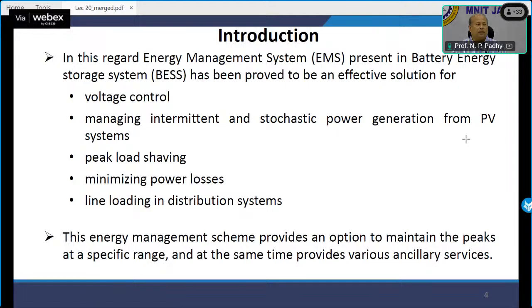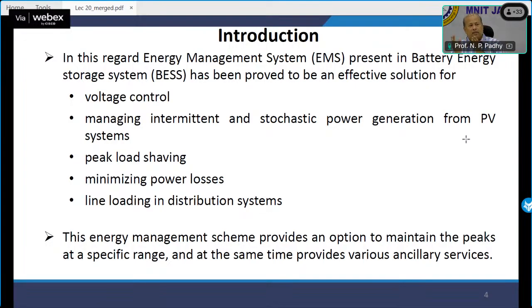So in this regard, EMS, that is energy management system, present in battery storage systems, BSS, has been proved to be an effective solution. So what we are suggesting, we can have a battery which can be charged during excess PV or excess voltage situation.